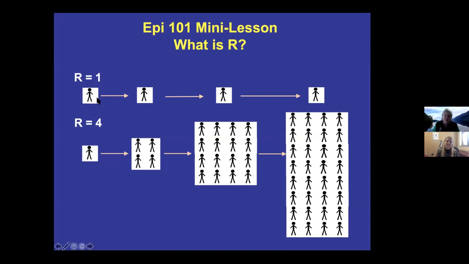So here we have an R of 1. This person's infected, they pass it on to one other person. That person then passes it on to one person. And you can see it's not going anywhere, but it's persisting. Here we have an R of 4. This one person is now going to make 4 people sick, and those 4 people are each going to make another 4 people sick. And you can see how the number of cases increases rather dramatically very quickly. So we want to keep that R value as low as possible.